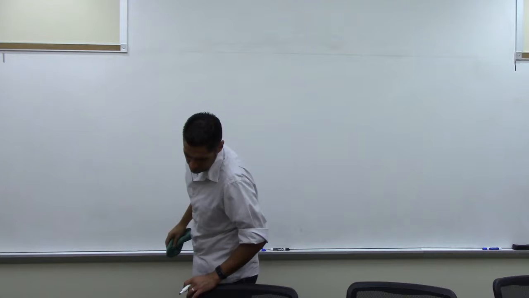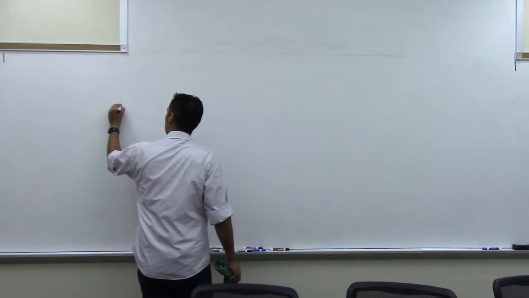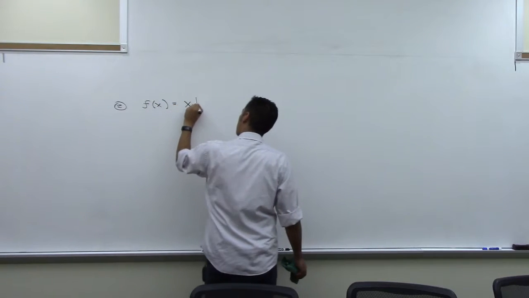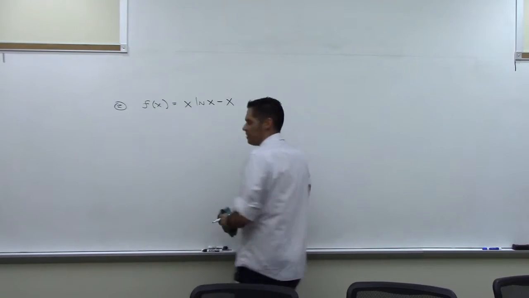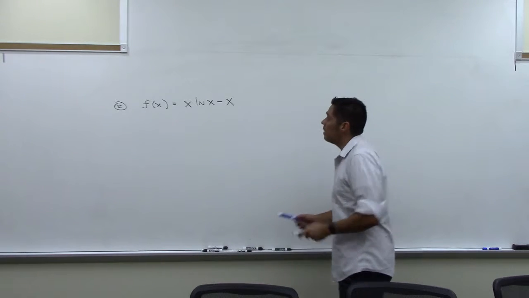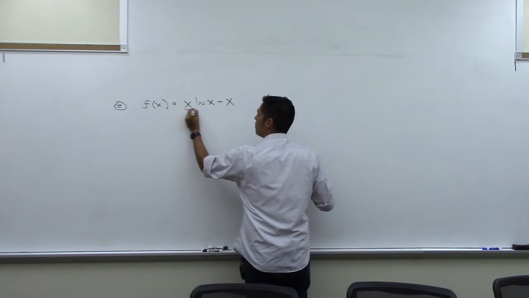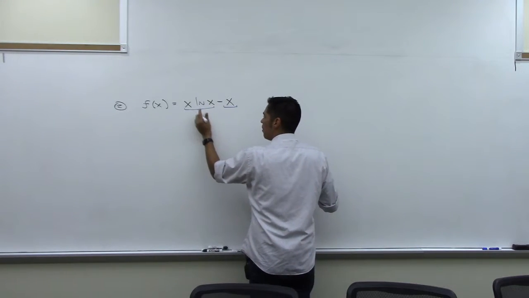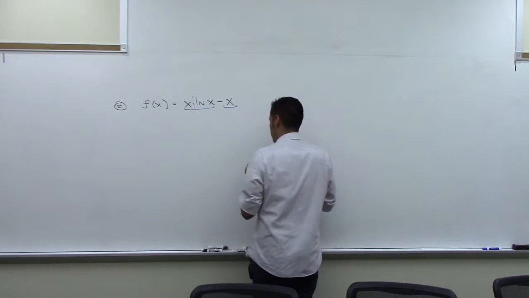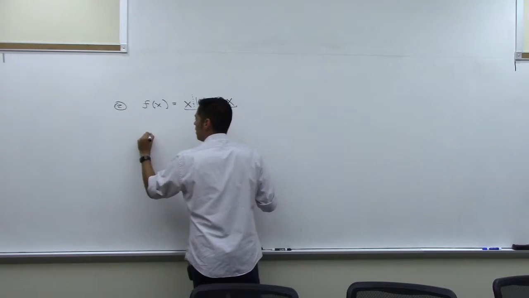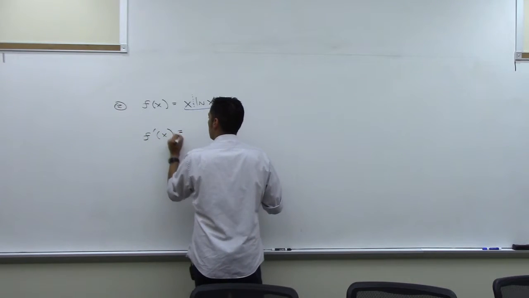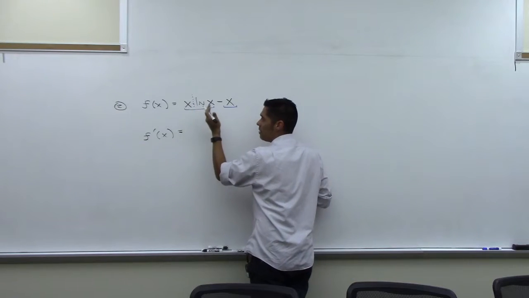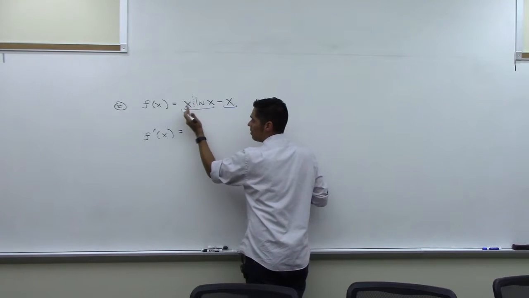f of x is x ln x minus x. So when we look at this, I hope that you recognize that we have two terms, so I can differentiate these separately. And on this one, I have multiplication, which means I'm going to have to do a product rule right there. So when I take the derivative of this, it's the derivative of the first function times the second, plus the derivative of the second function times the first.